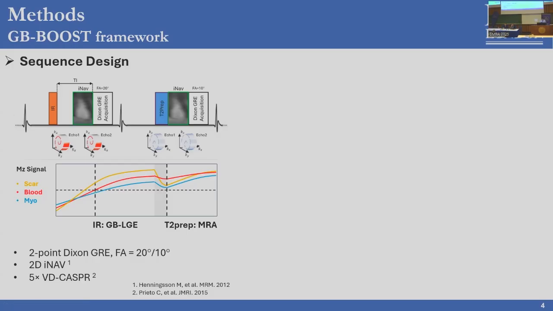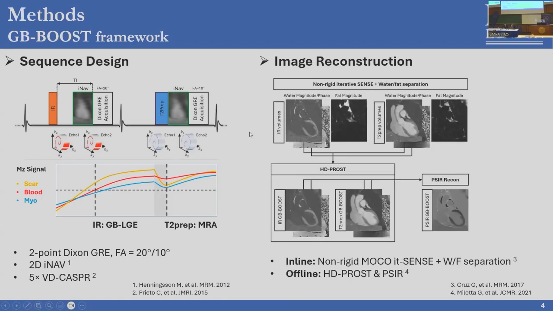And a 2-point Dixon gradient echo acquisition is used, and a two-dimensional image navigator is used to enable 100% scan efficiency, and the variable density Cartesian acquisition is performed with 5-fold undersampling. For image reconstruction, inline non-rigid motion corrected iterative SENSE reconstruction with water fat separation is performed, followed by offline HD-PROST denoising and phase-sensitive inversion recovery reconstruction, and finally produce IR and T2 prep and phase PSIR images.